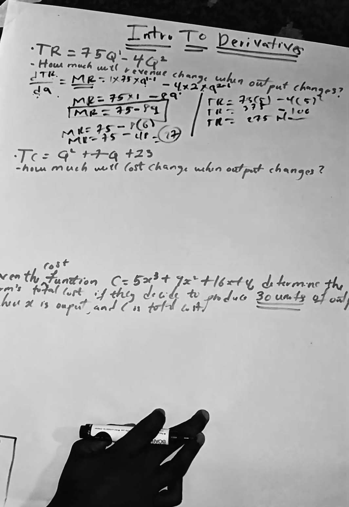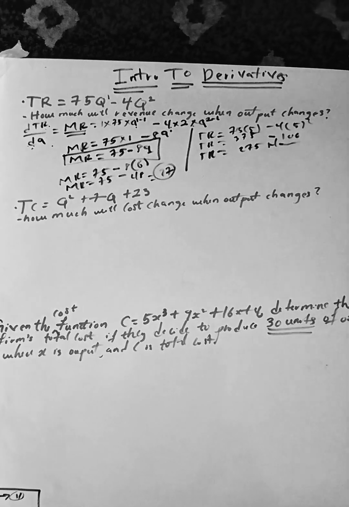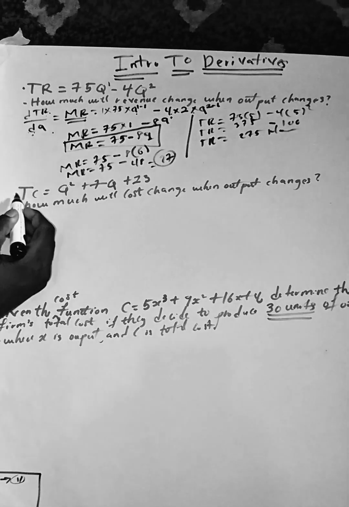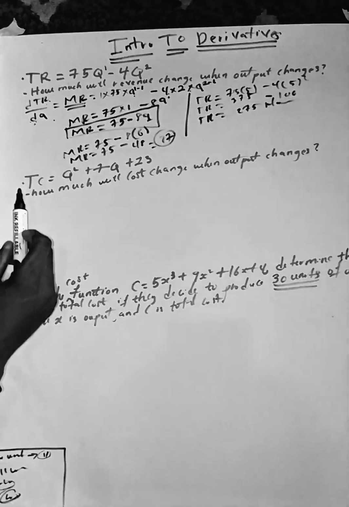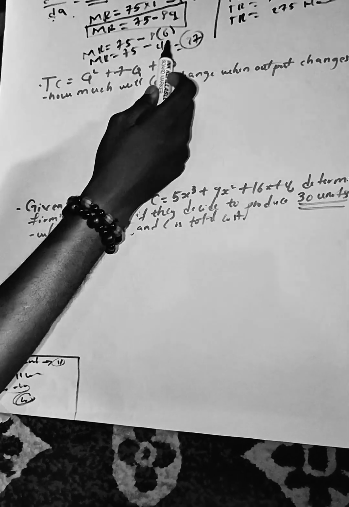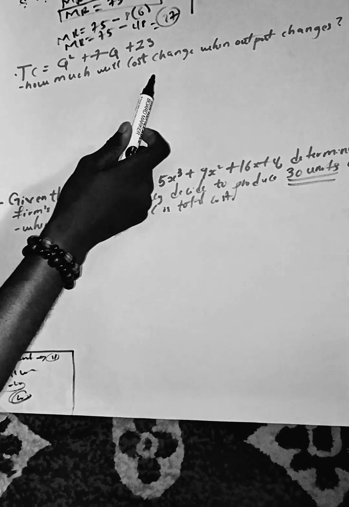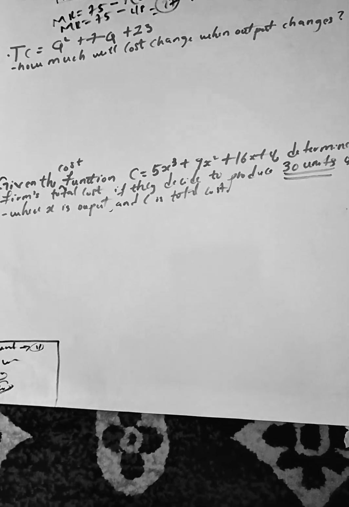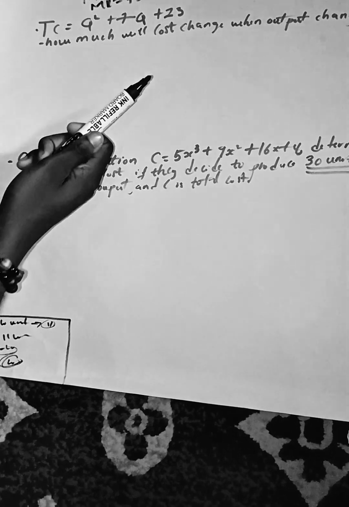So let's take the next question to understand better. This one is cost. It says a firm's total cost function, TC, is equal to Q squared plus 7Q plus 23. How much will cost change when output changes? Same thing with this, just differentiate it.